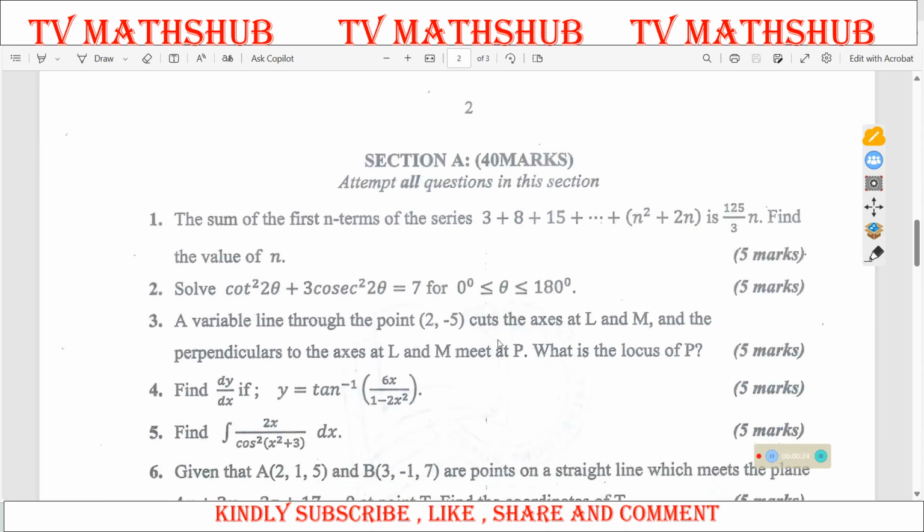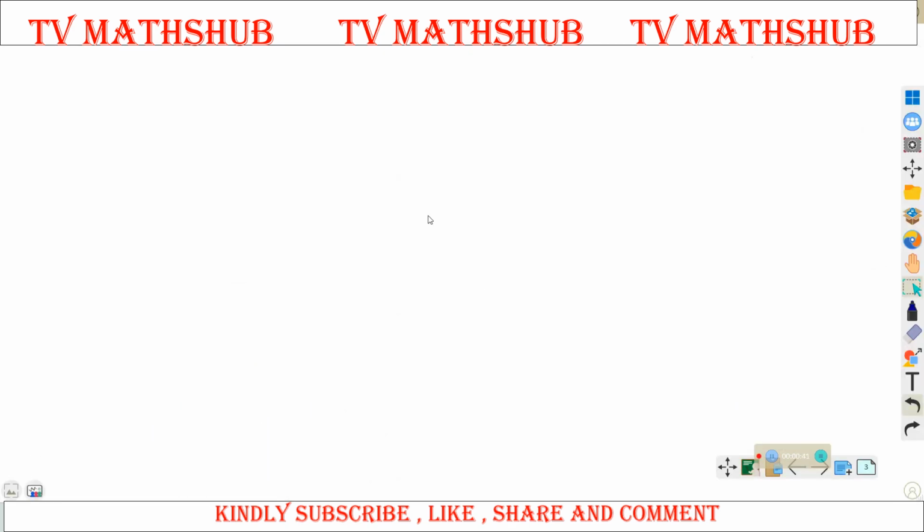So today, we want to look at question number 2, which says we solve this trigonometric equation for the values of theta from 0 to 180 degrees, 0 and 180 degrees inclusive. So let us look at the solution. From the given information, we already have that cot squared of 2 theta plus 3 cosec squared of 2 theta is equal to 7. And we need the values for theta which are from 0 to 180 degrees.